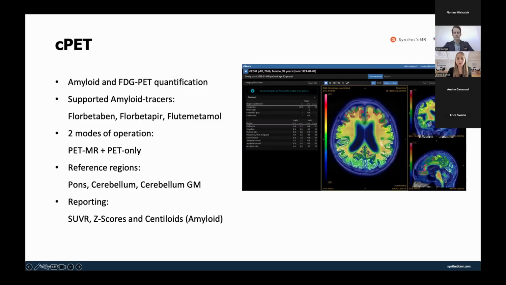So SUVR values are standard uptake value ratios that can quantify the ratio of the tracer uptake between the target region and the reference region, and the SET scores then provide a measure of how much the SUVR value deviates from a healthy database. This means that for amyloid PET, the higher the SET score, the more pathological, because more tracer uptake means more amyloid in the brain. And for FDG, it's the reverse. So lower uptake, meaning lower glucose metabolism in the brain. So again, more pathological findings.